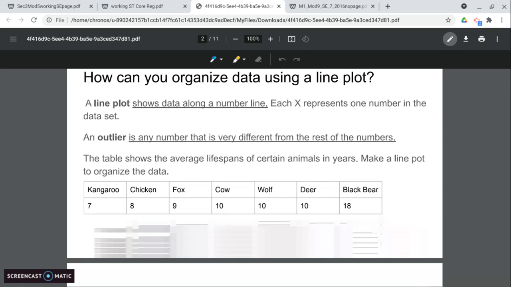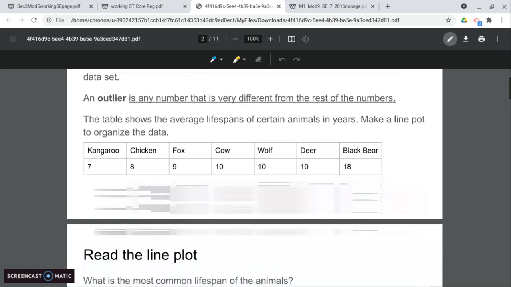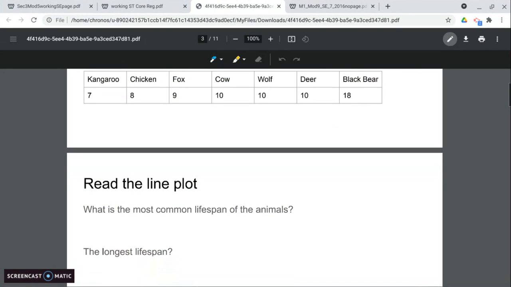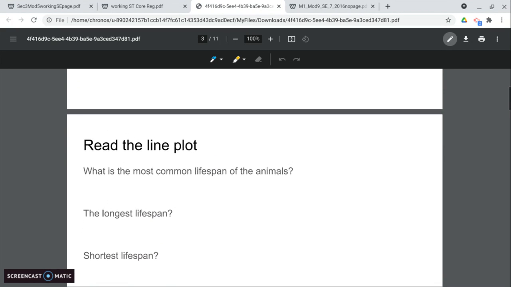The table shows the average lifespans of certain animals in years. Make a line plot and organize the data. So we have the kangaroo, chicken, fox, cow, wolf, deer, and black bear. We've got 7, 8, 9, 10, 10, 10, and 18. So we want to make a line plot for this.